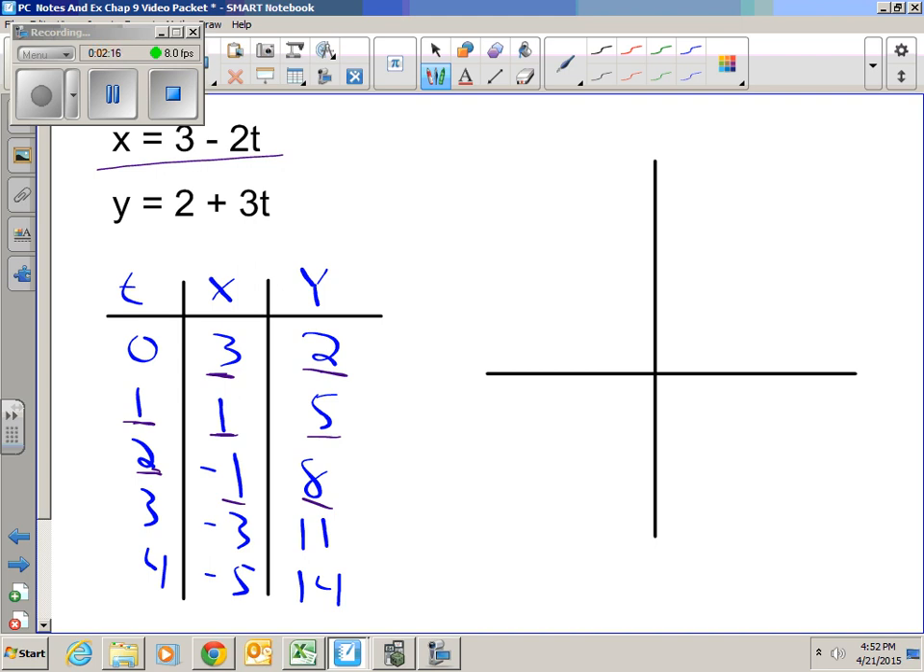So I have the ordered pair 3, 2 about here. I have the ordered pair 1, 5 about here. I have the ordered pair -1, 8 about here. I have the ordered pair -3, 11 about here. I have the ordered pair -5, 14 way up here. And I can see, sure enough, I have a linear equation that was written as a parametric equation.